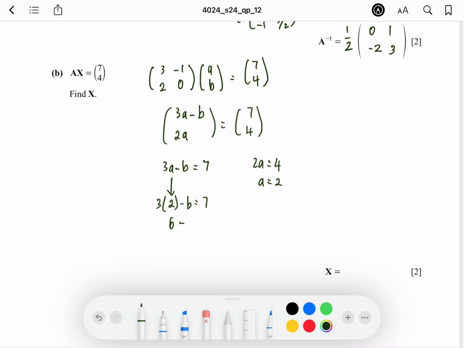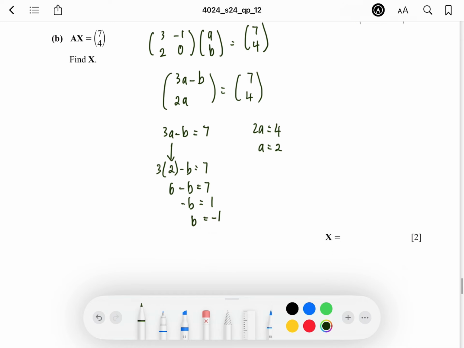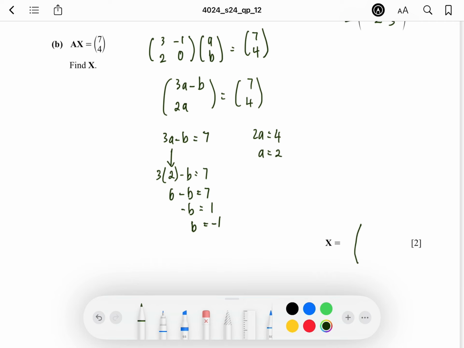Macam mana tu teacher? Macam mana kamu buat? Minus 6 both sides. Divide both sides by minus 1. Okay? That means your matrix should be a 2 by 1, where your A is 2, your B is negative 1.